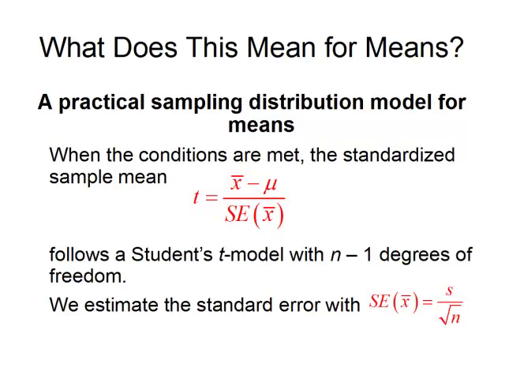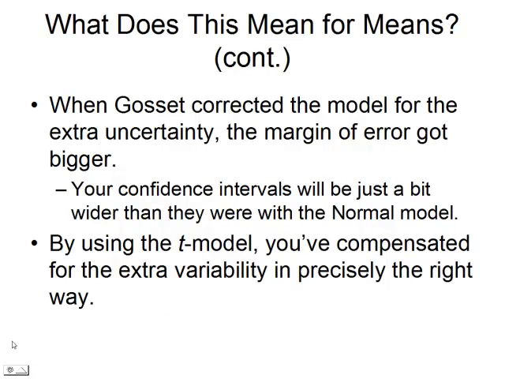We estimate the standard error with s over radical n. When Gossett corrected the model for the extra uncertainty, the margin of error got bigger. Your confidence intervals will be just a bit wider than they were with the normal model. By using the T model, you compensated for the extra variability in precisely the right way.